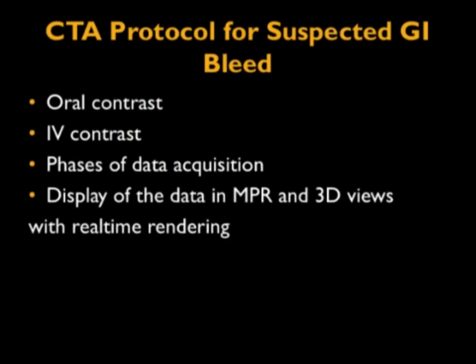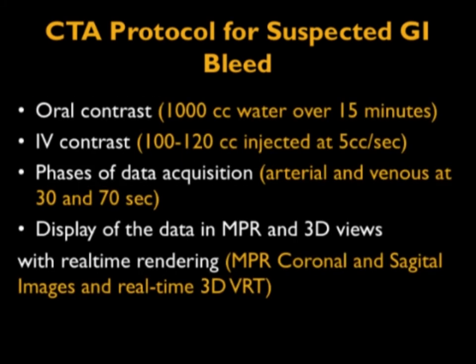Just some words about protocol. Protocol truly drives everything we do. When you think about the ideal protocol for a suspected GI bleed, you want to give 1,000 cc's of water over 15 minutes. You need to use IV contrast as mandatory, 100 to 120 cc's injected at 5 cc's per second with a 25-second to 30-second delay for arterial and about a 70-second venous phase delay. And then you need to look at the images ranging from multiplanar, coronal, and sagittal to real-time 3D VRT and MIP. Probably the coronal and the MIP may be the best.